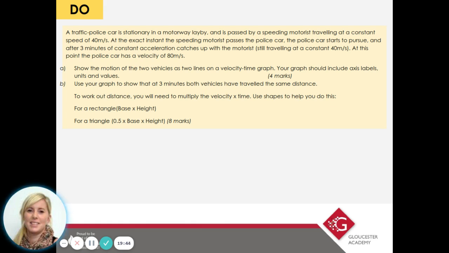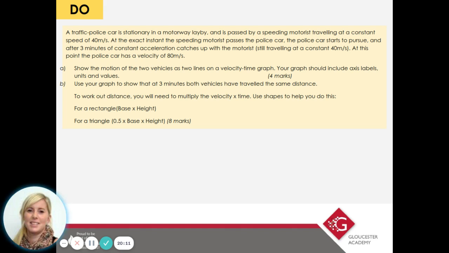So we need to draw this as a velocity time graph, okay, for A. And what you need to do is your x-axis is time, and you don't need to go beyond 3 minutes. So you just write 1, 2, 3 along the bottom, and that's your time. And then your y-axis is velocity, and your highest number is 80. So you could go up in tens, up the side, and then go to a maximum of 80.